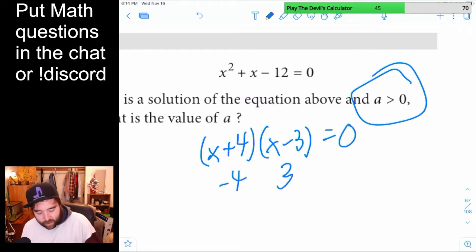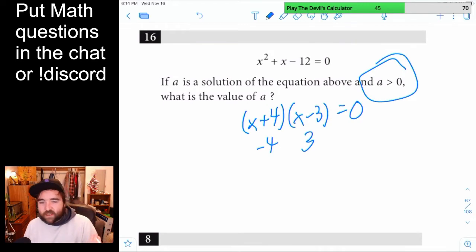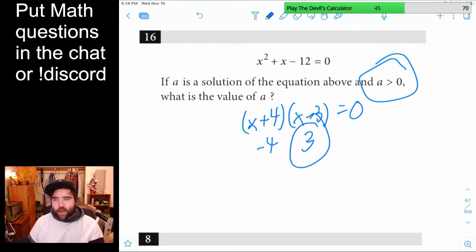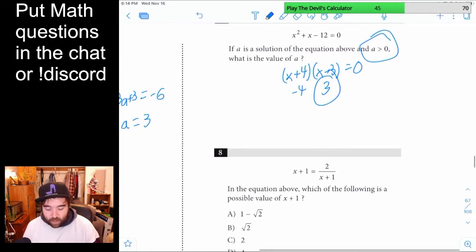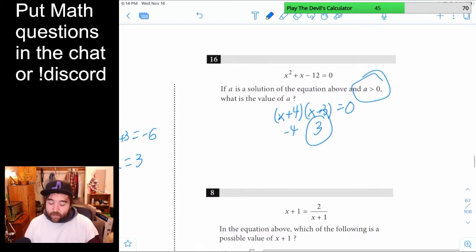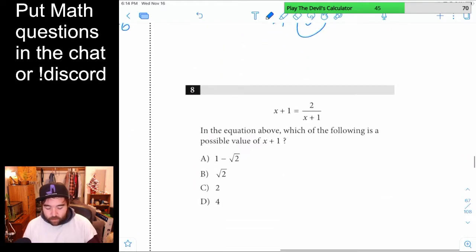Negative 4, positive 3. And so now to choose which one you're going to pick, well, it just says that a has to be greater than 0. So you pick the positive one. And anyway, on these fill in the blank questions, they can't be negative because there's not a negative. You can't grid in a negative if you're taking it on paper. If you take it on the computer, it can be negative. But most people are still taking the SAT on paper.